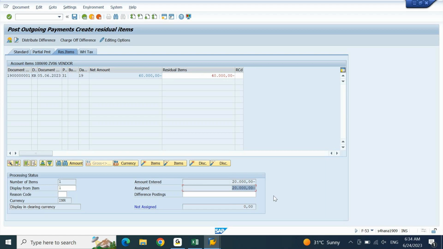Right? The system will take the difference between the net amount and the residual amount. In short, the invoice amount minus the payment amount will give you the balance amount. You have to give the balance amount, and the system will automatically take the payment amount.